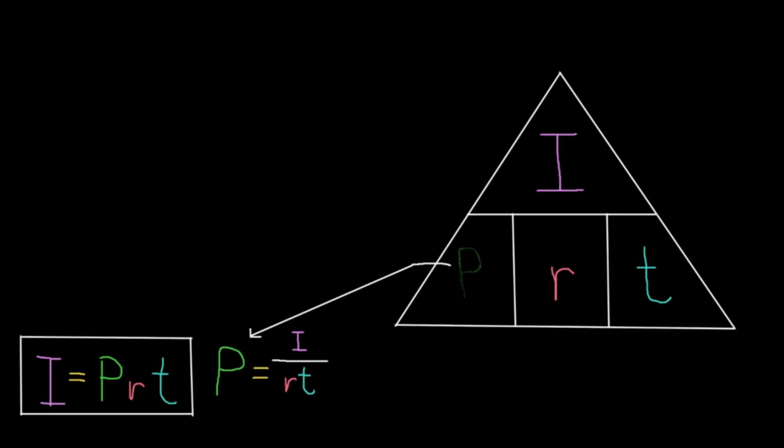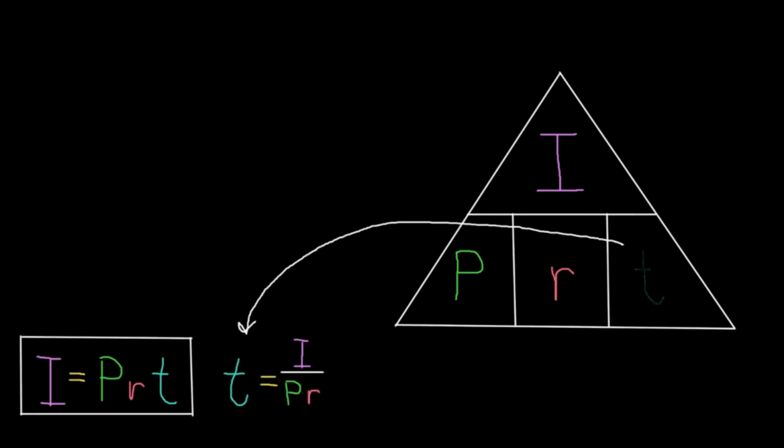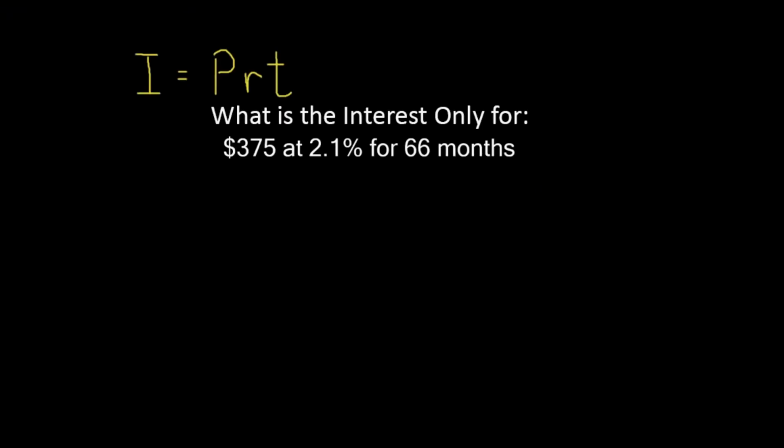Also, if the question is asking you what the rate is, what is the interest rate, you can pull the R out and you're left with I over PT, or I divided by P times T. Likewise, if you're trying to find how much time the loan was for or the investment was for, then you can pull the T out and you have I over PR, or interest divided by principal times rate. So let's do some examples. Here's a simple one.